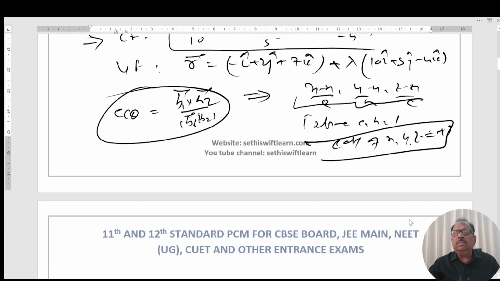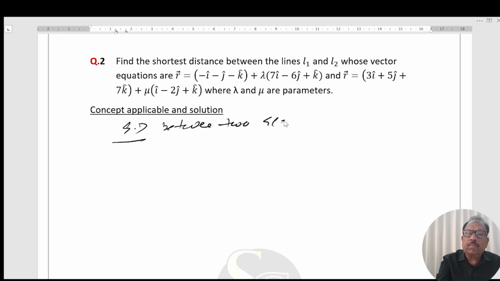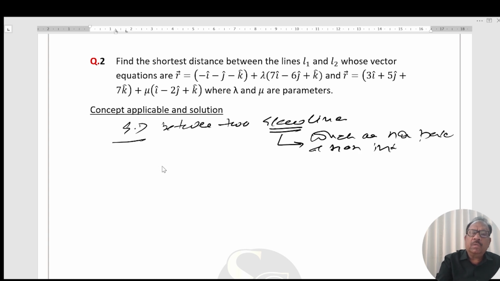Next question. Find the shortest distance between two lines, one is L1, one is L2. Shortest distance between two skew lines. Skew lines are those lines which are non-parallel and non-intersecting. And the shortest distance between two lines is this, this is 90 degrees, this is 90 degrees, this is L1, this is the shorter distance.